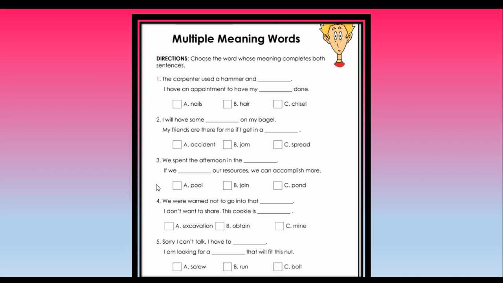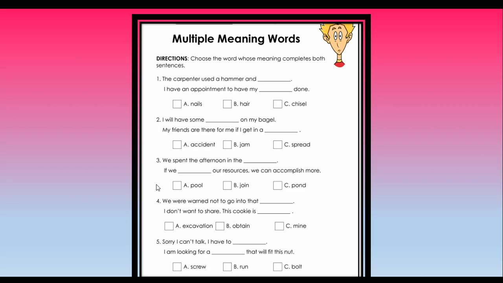Well, we know the carpenter didn't use hammer and hair. And we know we don't have an appointment to get our chisel done. But we know that a carpenter can use a hammer and nails. And we can also have an appointment to get our nails done. So by process of elimination, our answer is A. Awesome job, boys and girls.